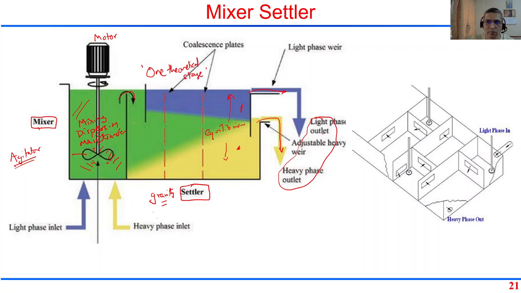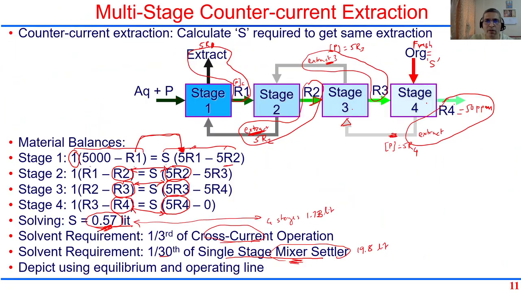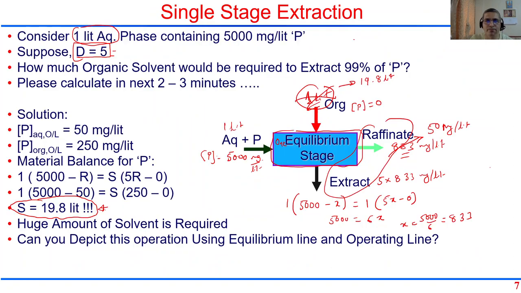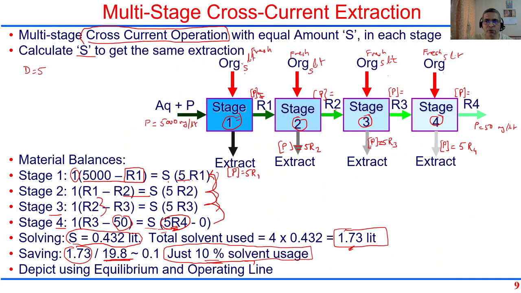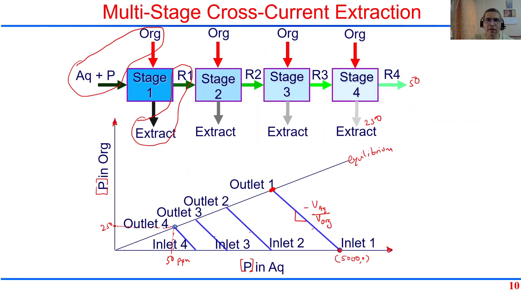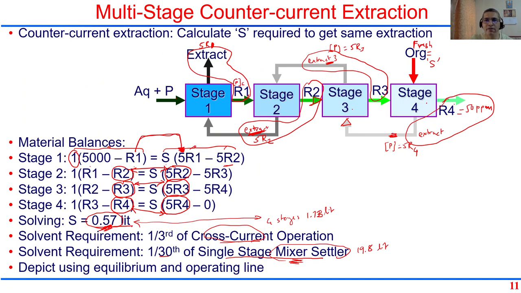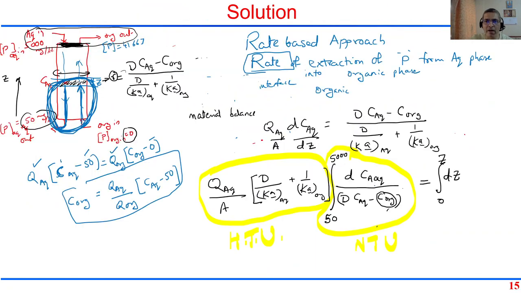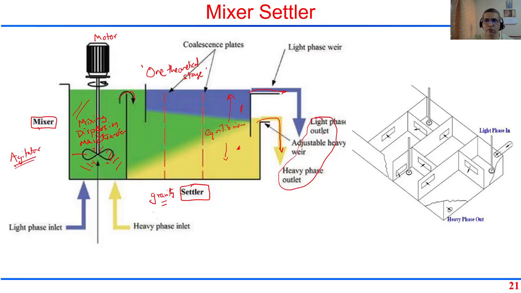If I want to remember the problem that we've done, one theoretical stage means we require so much solvent, isn't it? Whereas if I want to reduce the solvent quantity, I should be doing either cross current, and even better, counter current extraction. So now we could arrange these mixer settlers to give you counter current flow. So think about this as mixer 1 and settler 1. So M1 and S1. Are you able to visualize? This is like an isometric drawing. This is your M2 and settler 2, mixer 3 and settler 3.